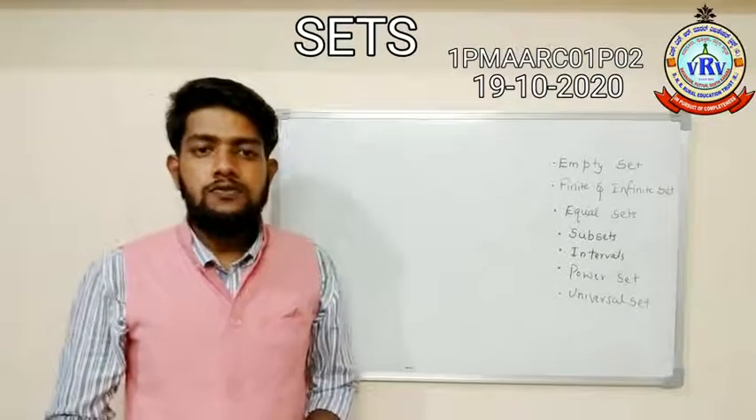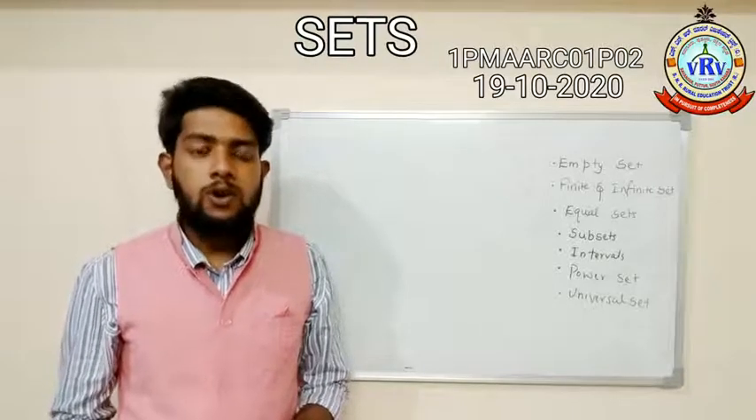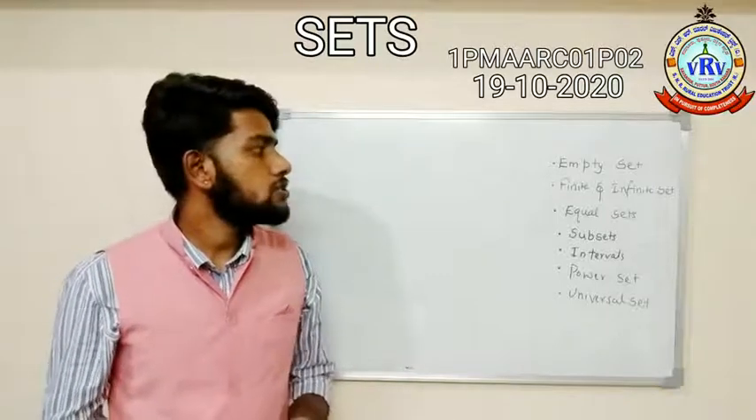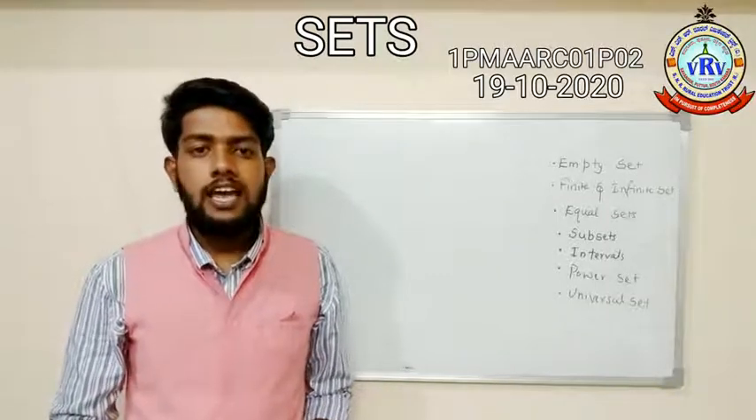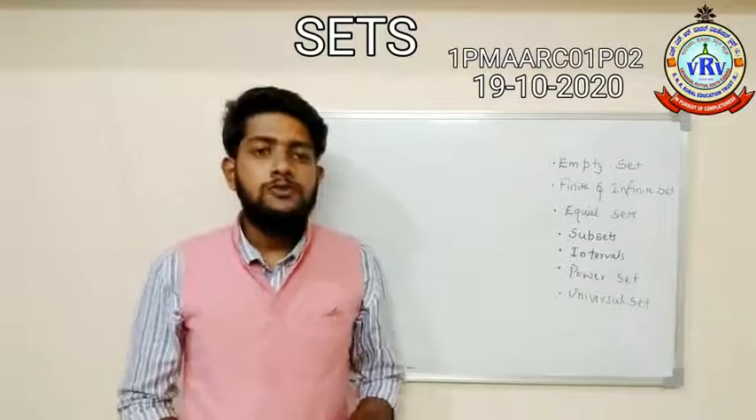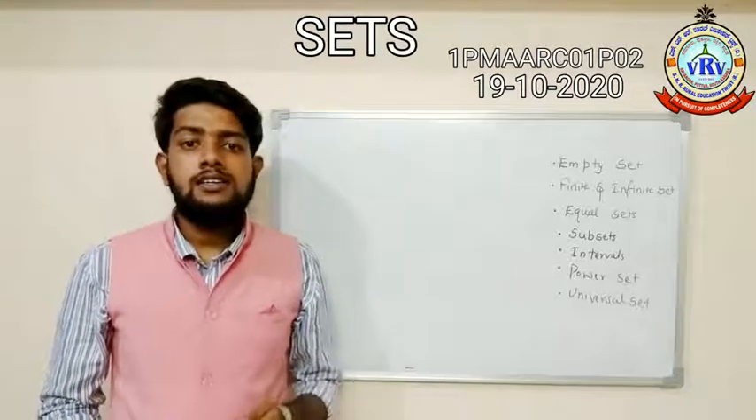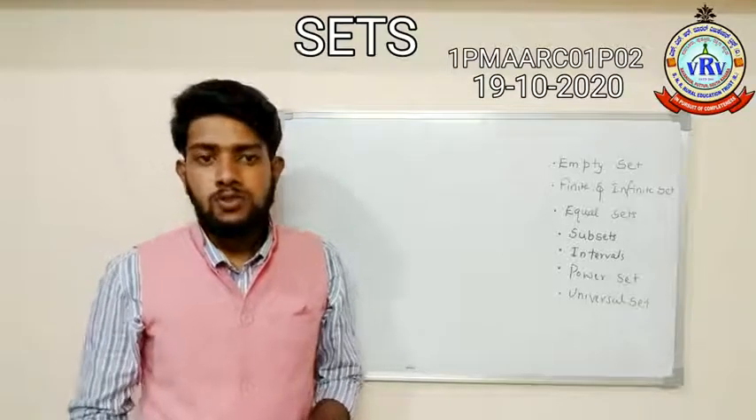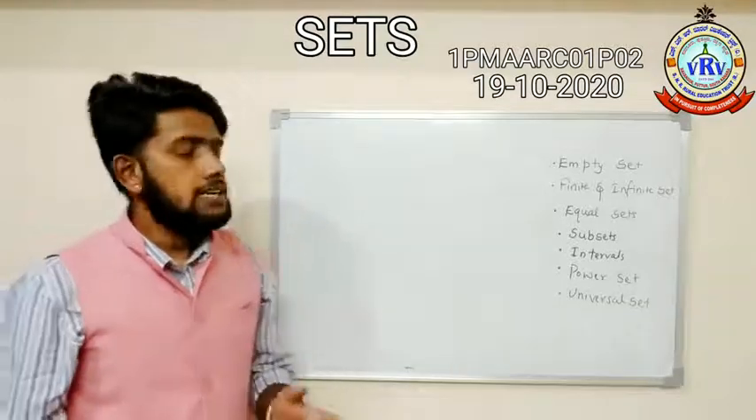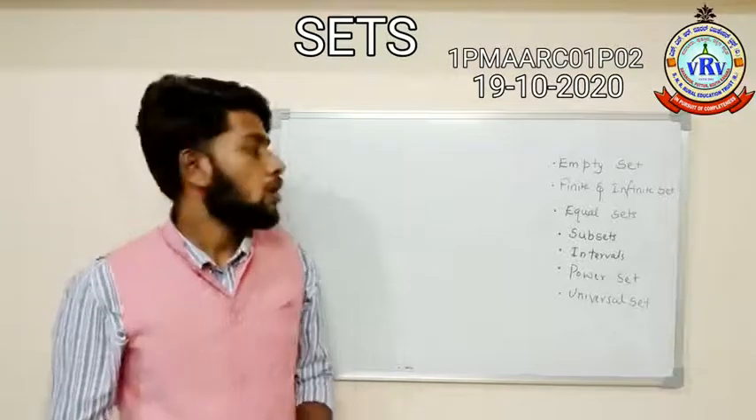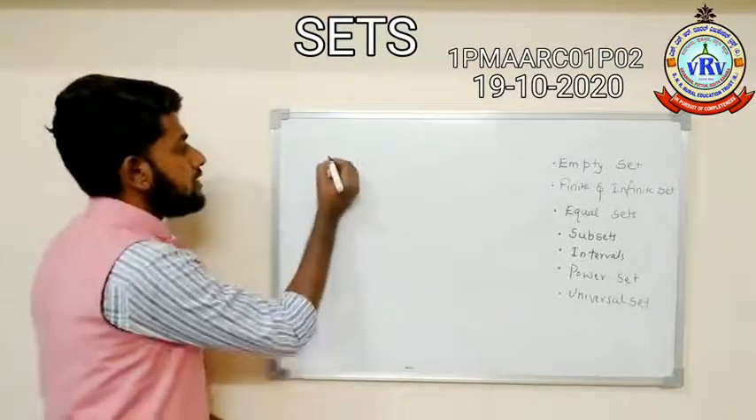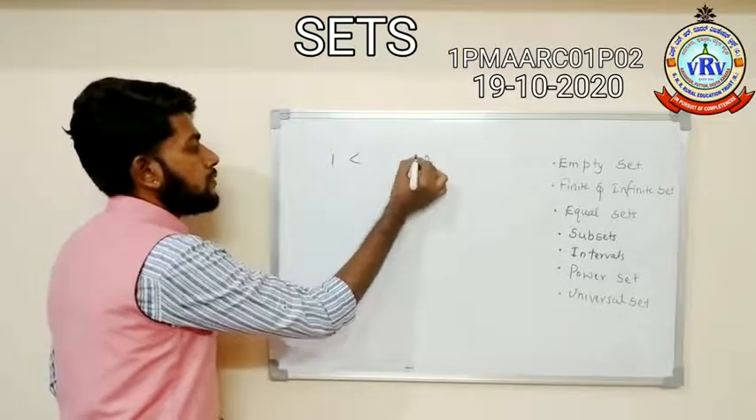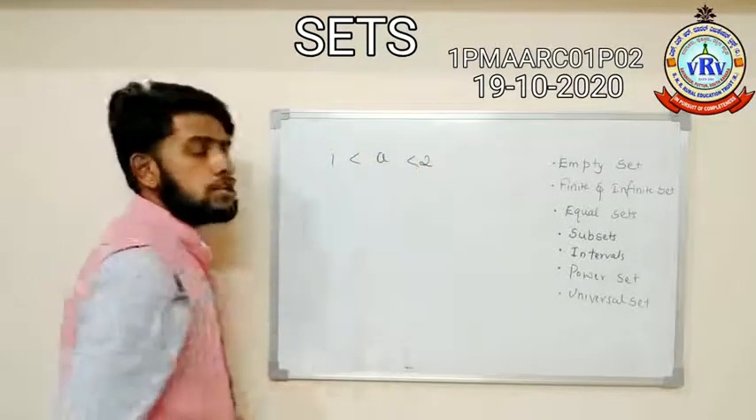Any set which contains nothing, or which does not contain any element, is known as an empty set. For example, if you want to consider a girl in a boys' school, you will get a girl in a boys' school. So that set becomes an empty set. Or if you take any natural number between 1 and 2, you have to get any natural number between 1 and 2.